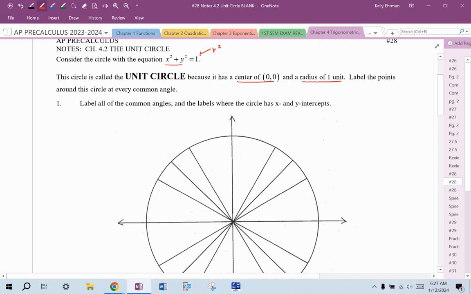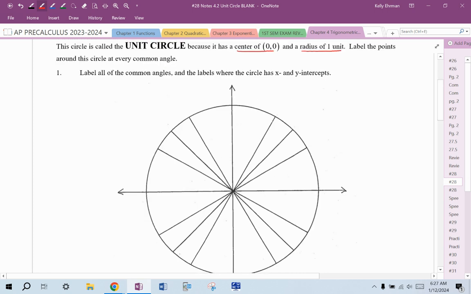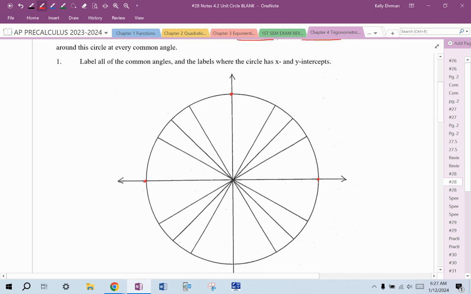And so using that information, we can start to label some of the points around the circle. I'm going to label these points around the circle, but first I want to put in all the common angles that we already know, that we've had on speed quizzes and regular quizzes previously. So take a minute to fill in all of these degrees.